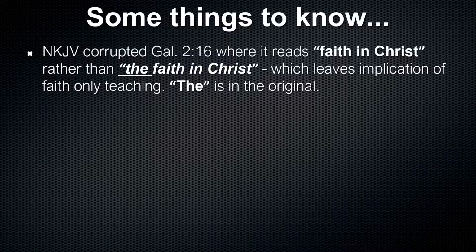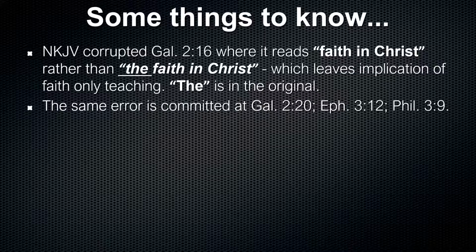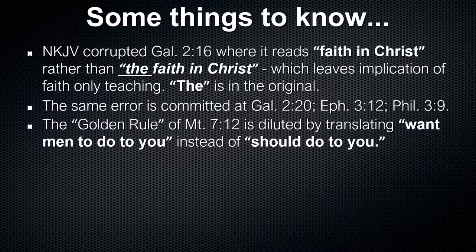But the New King James, as have several, corrupts Galatians 2:16, where it reads "faith in Christ." I talked about that. I think even the American Standard has difficulty with that. The definite article, the, is supposed to be there. It is in the original. Even if it wasn't, the passage clearly is talking about the system of faith. But without the, somebody might come along and read it as just having faith in Christ, right? Faith only could ultimately be taught from that passage, but that would be erroneous. The same error is committed in other passages, Galatians 2:20, Philippians 3:9, and so forth. The golden rule, as we know it, in Matthew 7:12, is diluted somewhat.